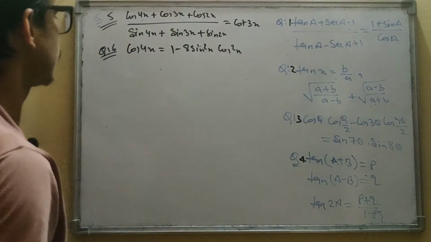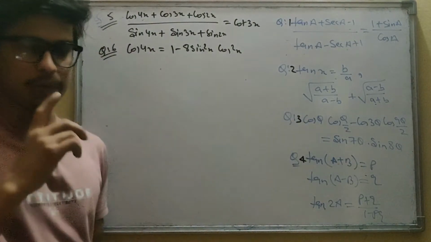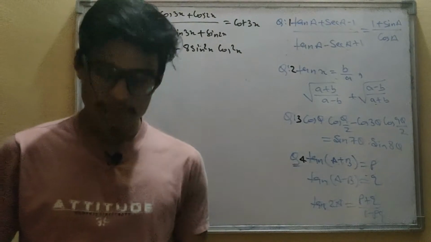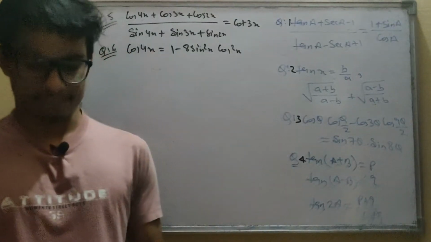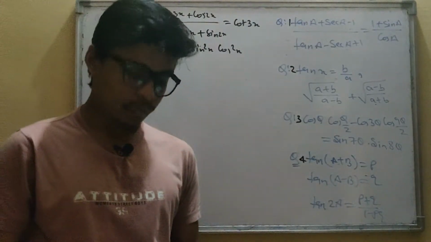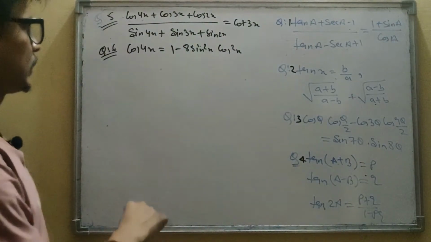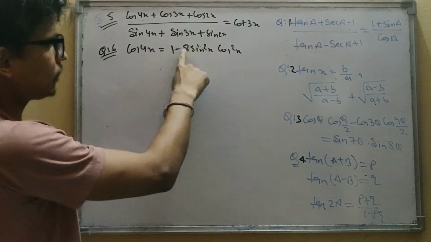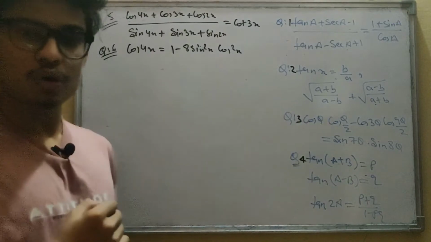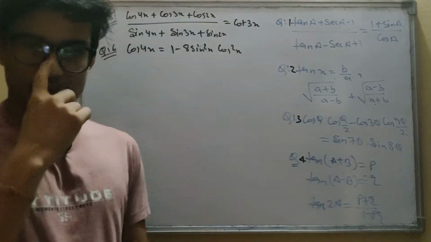Now cos 4x equals this, and we have to prove it. All the formulas and some questions I already taught you. So let's see how to do this. Now cos 4x is equal to 1 minus 8 sin square x into cos square x. So we have to prove this. How can you do this?